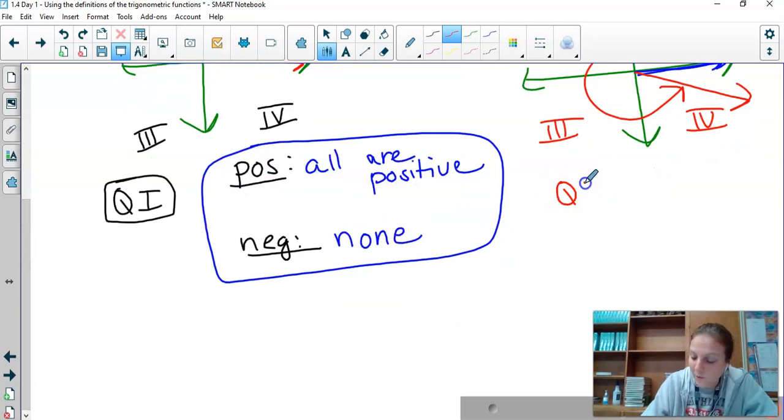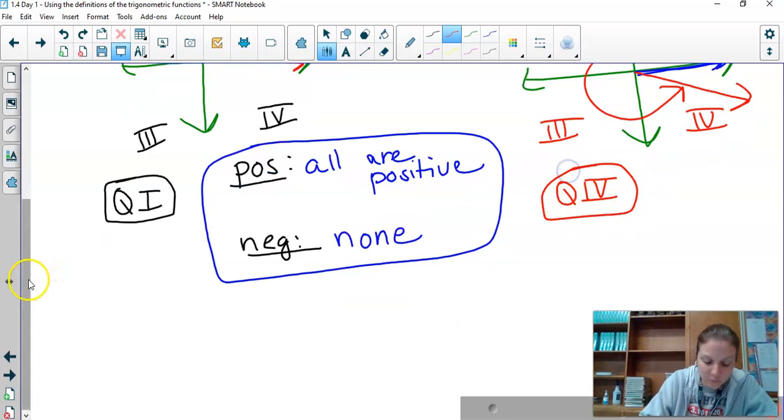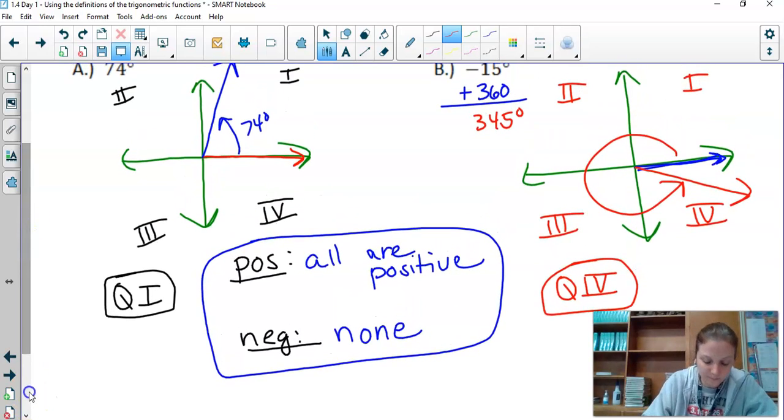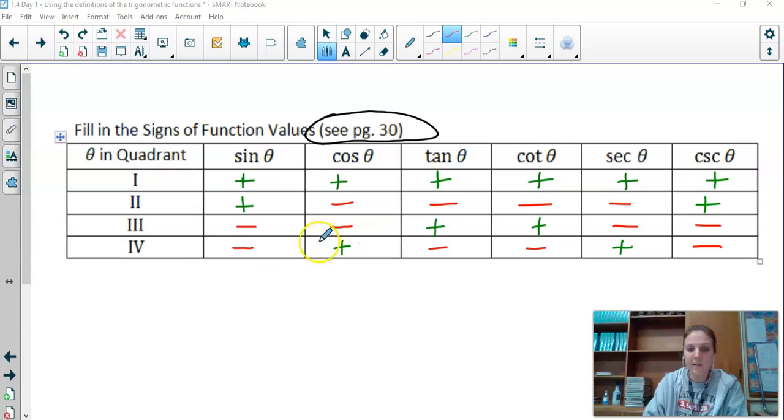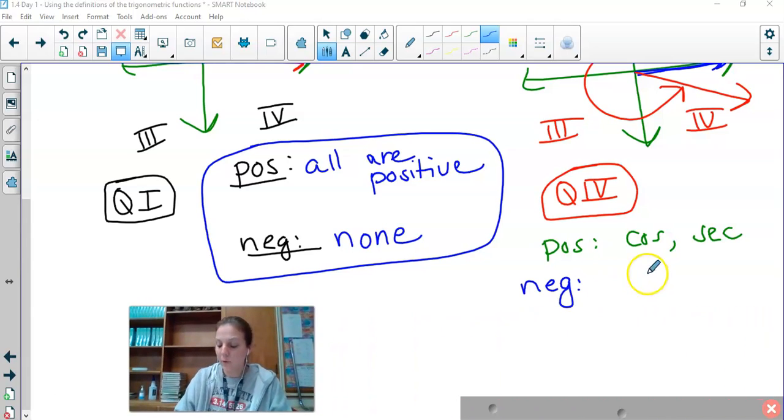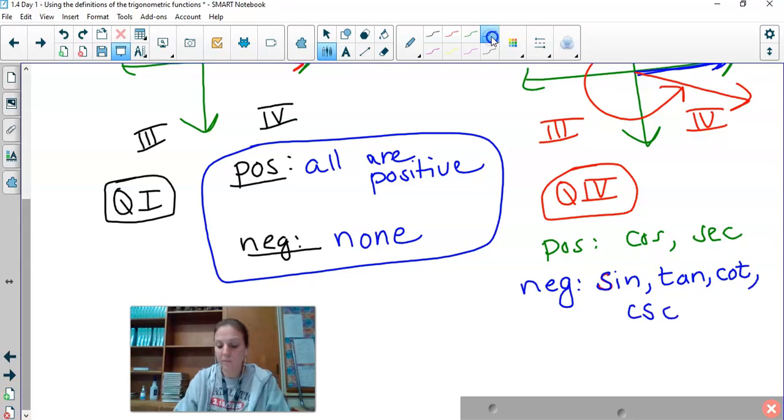So we're going to look up quadrant 4 on that plus and minus chart. So here's quadrant 4, and again, I highly recommend copying this chart into your notes so it's available. So let's look at quadrant 4. We're looking for positives first and then negatives. Cosine and secant are positive. Everything else is negative. So then that would leave sine, tangent, cotangent, and cosecant for negative.